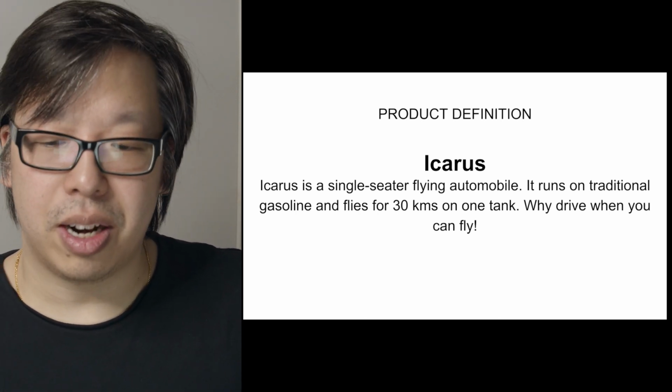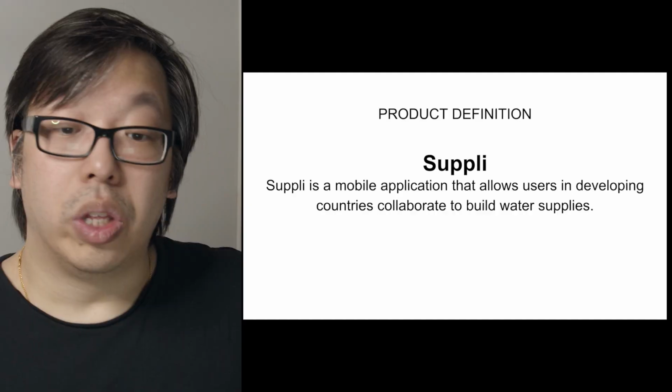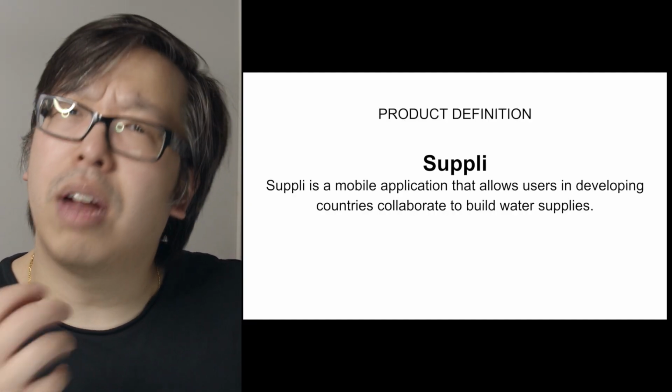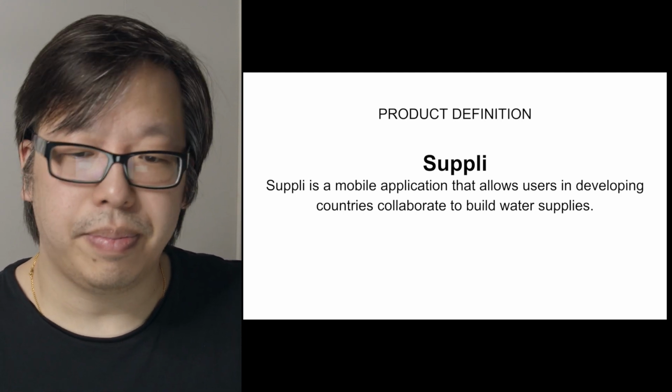Okay, let's take a look at another one. Supply. Supply is a mobile application that allows users in developing countries to collaborate to build water supplies. Okay. So this is something to kind of make the world a better place. I've seen a lot of ideas like that come through this course, and they're very respectable. So there's another one.